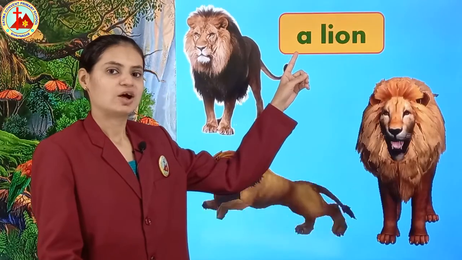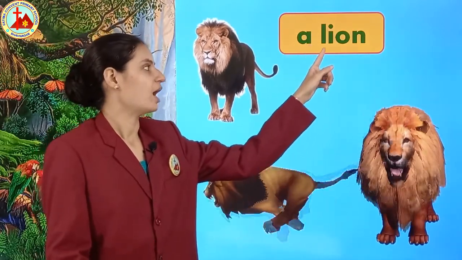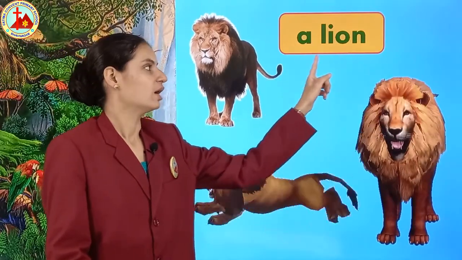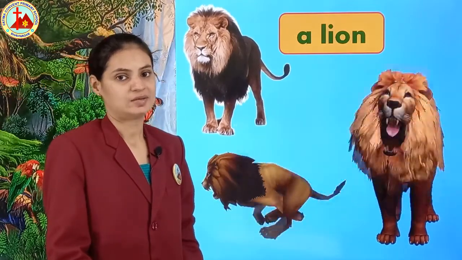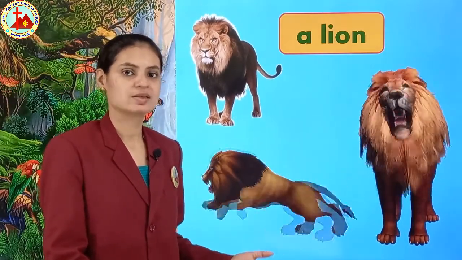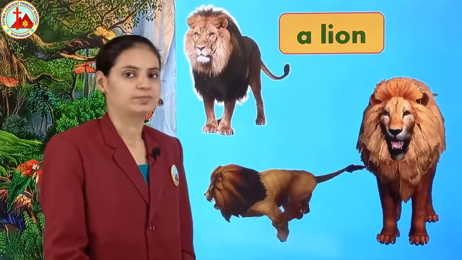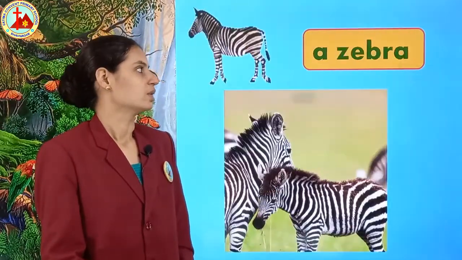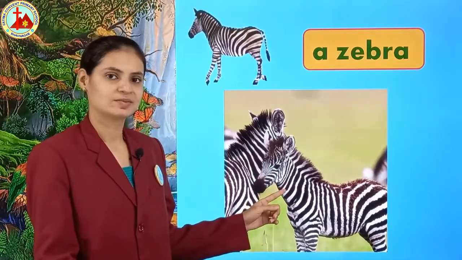Let's read the spelling of lion. A L I O N, lion. A lion. Lion also hunts other animals like tiger for its food. Lion likes to eat meat. Yes children, now the next animal is, which animal is this?